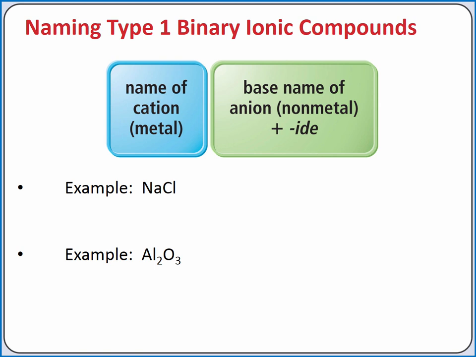For example, NaCl is sodium chloride. We change the INE ending in chlorine to the IDE ending of chloride to make it an anion. Another example would be Al2O3. Our metal is aluminum, and we change the ending of oxygen to oxide. So the name of our ionic compound is aluminum oxide.